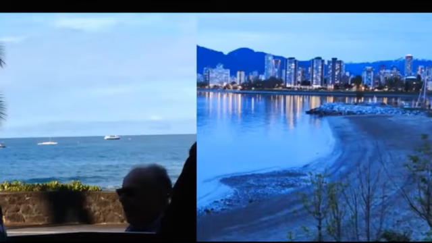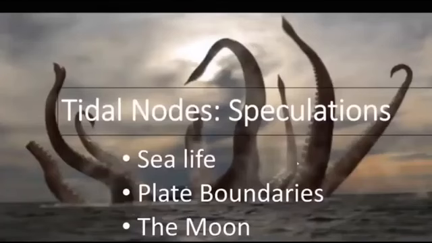So that wasn't going on in Hawaii. Hawaii has lots of waves, which I don't think are related to tides. They seem to be wind related in a lot of cases. But the tides, I didn't notice at all. You always notice tides in Vancouver, but I never noticed it once in Hawaii. So I looked into it. I have a few speculations about what tidal nodes are.